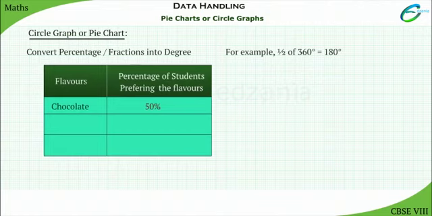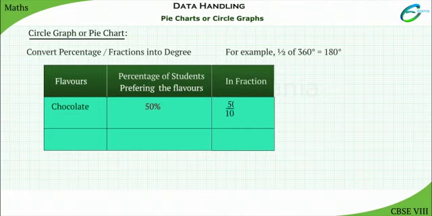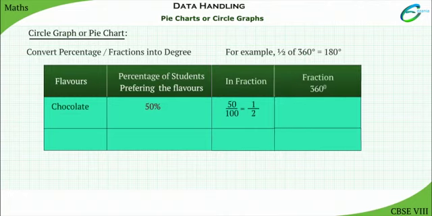Let's calculate the central angle for the sector corresponding to the percentage of chocolate flavor. Here the percentage is 50, then its corresponding fraction is 50 divided by 100, which gives the fraction 1/2. As the central angle of the sector is a fraction of 360 degrees, the central angle of the sector corresponding to chocolate flavor is half of 360 degrees, which is equal to 180 degrees.